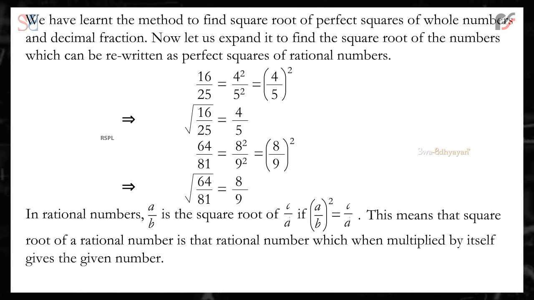In rational numbers, a by b is the square root of c by d if a by b whole square is equal to c by d. This means that square root of a rational number is that rational number which when multiplied by itself gives the given number.